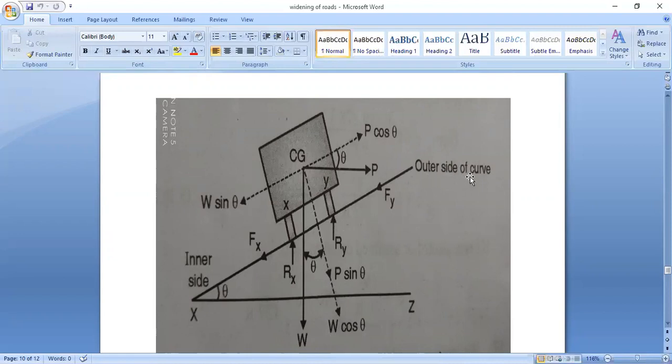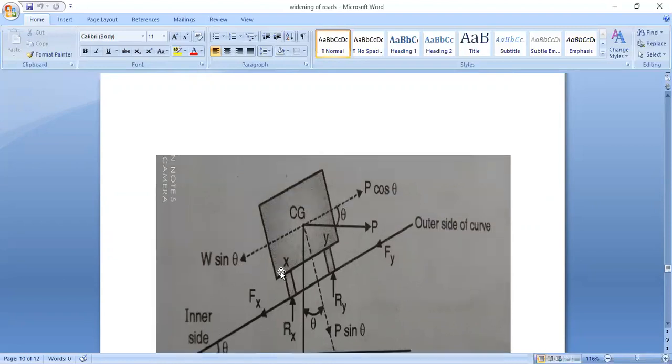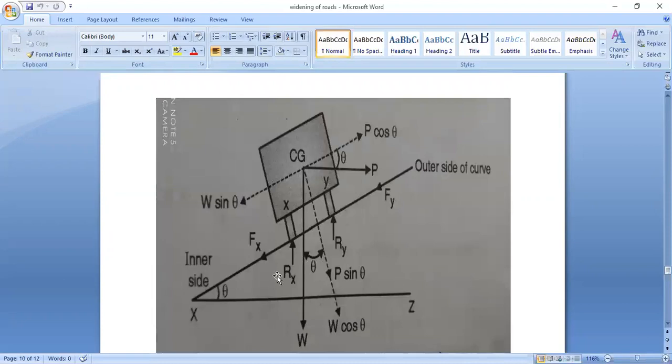Then this is the outer side of curve, this is the inner side of curve, and theta is equal to the angle of inclination of super elevation. Hope you all get these terms. Remember these terms. These terms are very important while calculating super elevation.